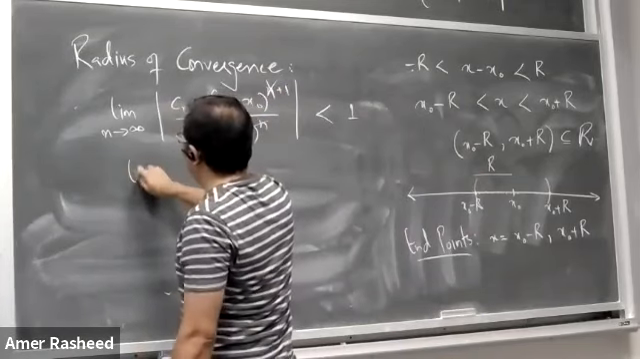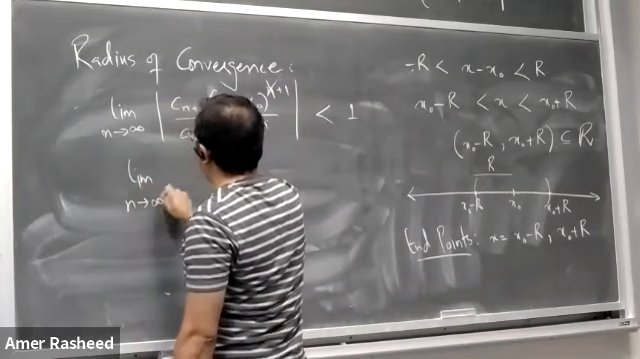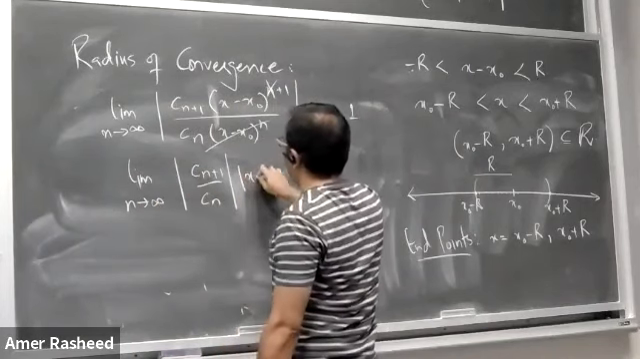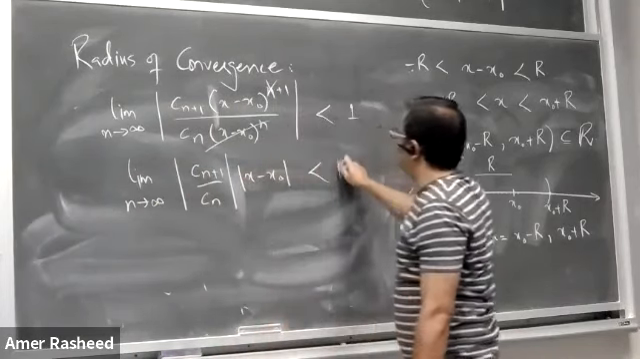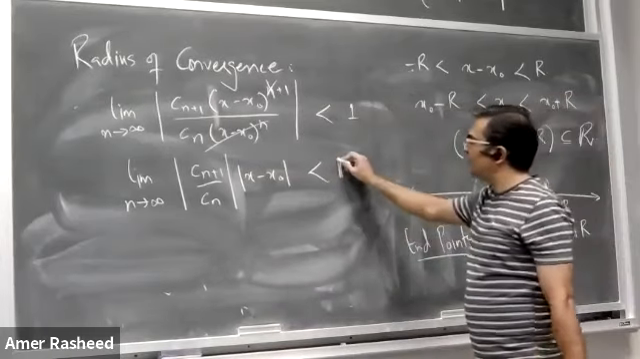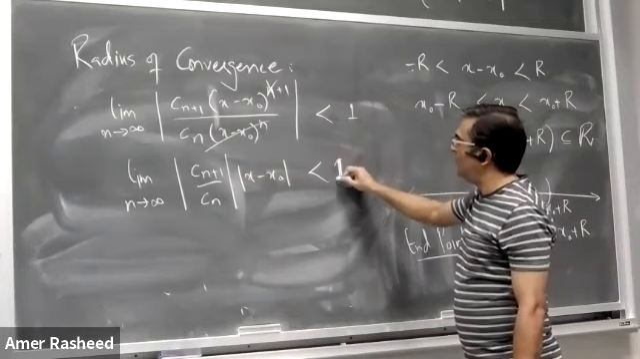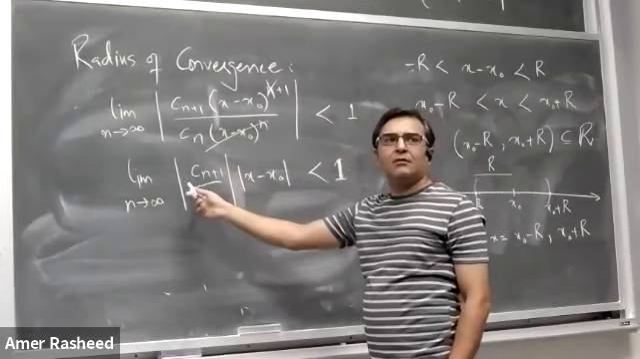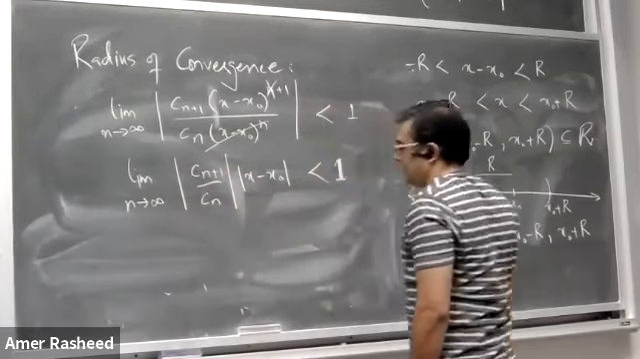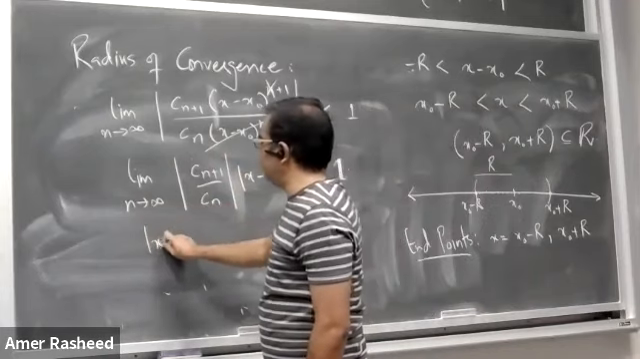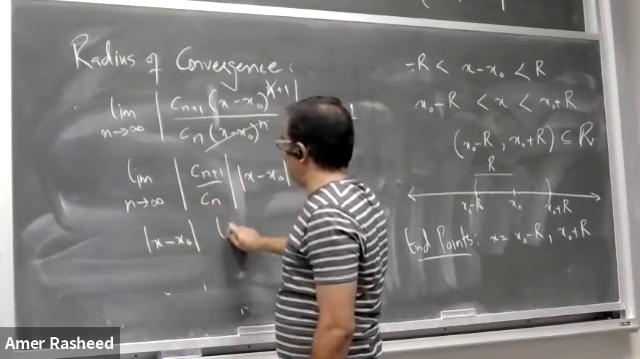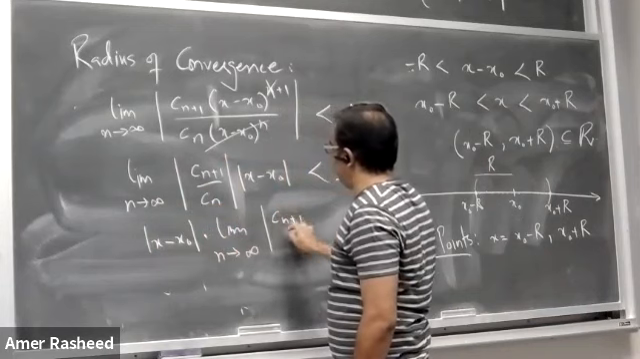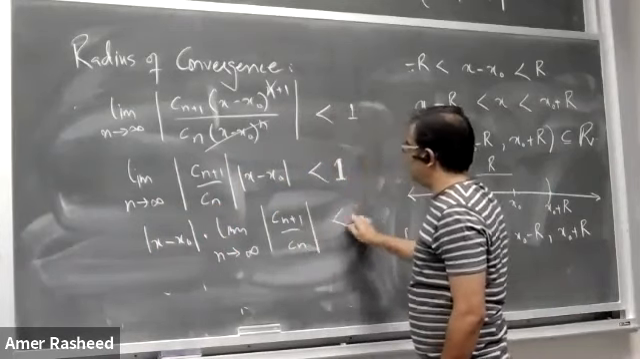Here we have absolute value. So the limit as n goes to infinity of the absolute value of c_(n+1) over c_n, times the absolute value of x minus x naught, is less than 1. Now, we don't have n here. The limit applies only on c_(n+1) over c_n. So this thing can be taken out of the limit, and then the limit as n goes to infinity of the absolute value of c_(n+1) over c_n is less than 1.